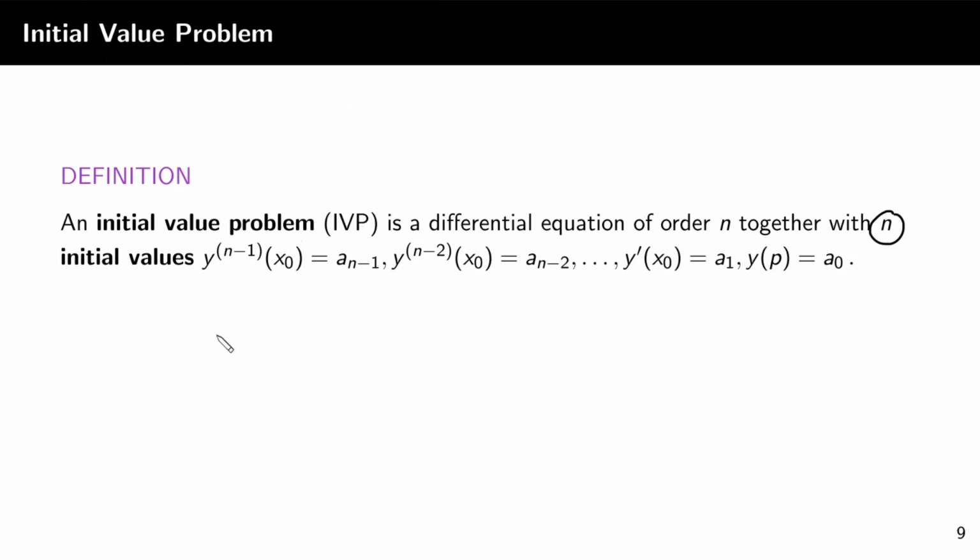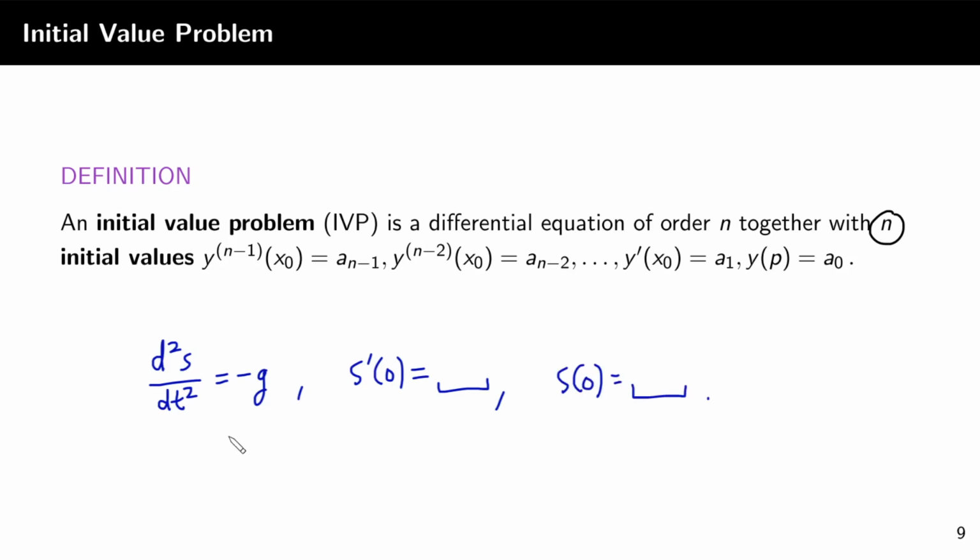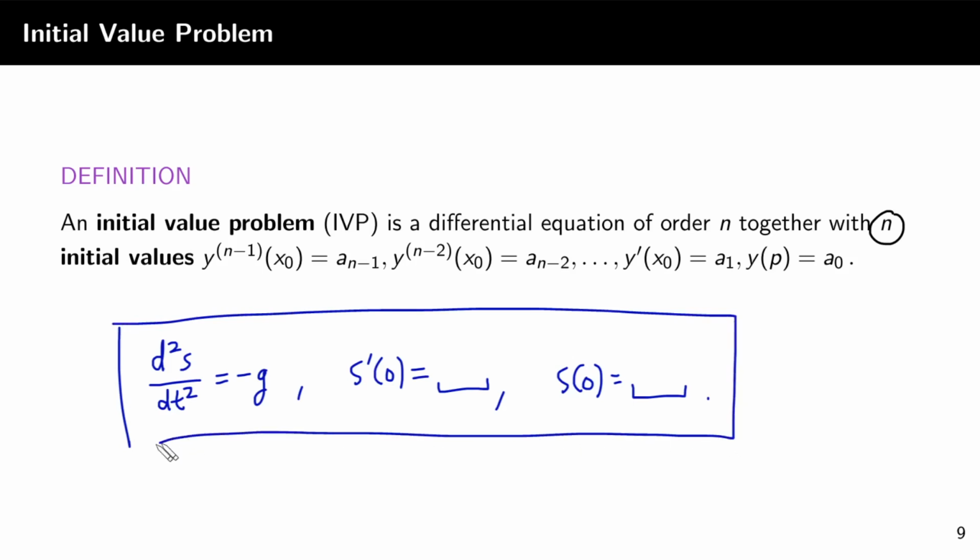So, let me just write again our problem from earlier. So, we have d squared s over dt squared is equal to negative g. And we have initial values. So, here our order is 2. So, we start with order n minus 1, which is 2 minus 1, so 1. So, s prime of 0 equals some value, and then s of 0 equals some value. Okay. So, this is an example of an initial value problem.